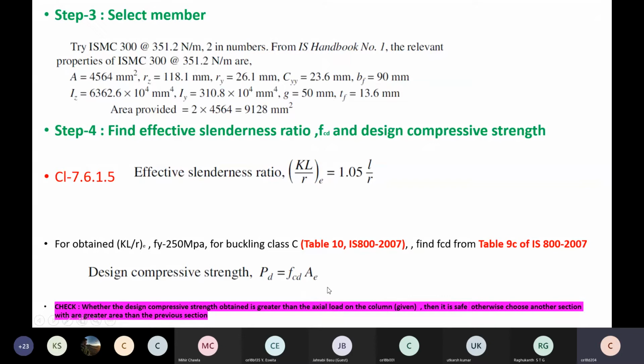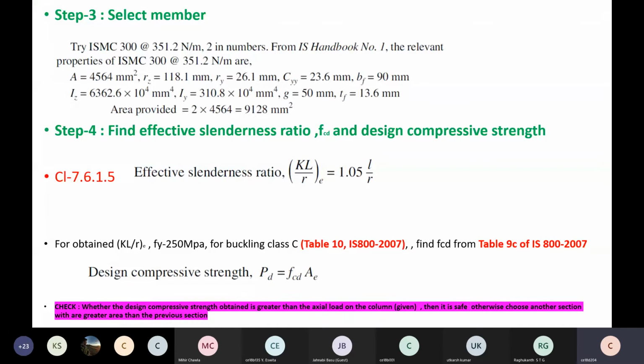So it is safe. If that criteria is not satisfied, then you have to choose another member which has an area greater than 9128. Then only that criteria will be satisfied. So this check you have to make: whether the PD is greater than the axial load or not. In this case, we got 1119.5, which is greater than the 1080 kilonewton. So we'll move to the next step.